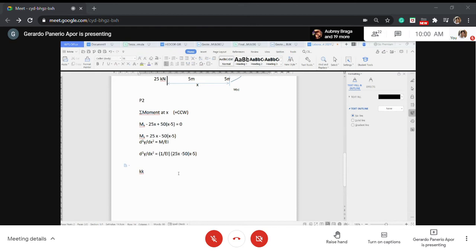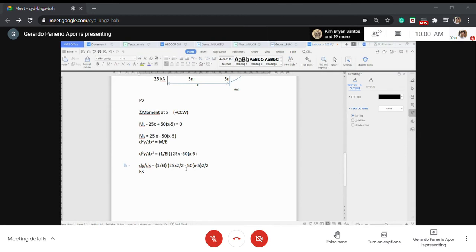Okay, so if I'm going to integrate d squared y dx squared once, it will become dy dx. Integrating once, the superscript 2 disappears, so you can integrate it. So we have here 1 over EI, and the integration of 25x will become 25x squared divided by 2. Then you will also have minus 50 times (x minus 5) squared divided by 2. Okay?